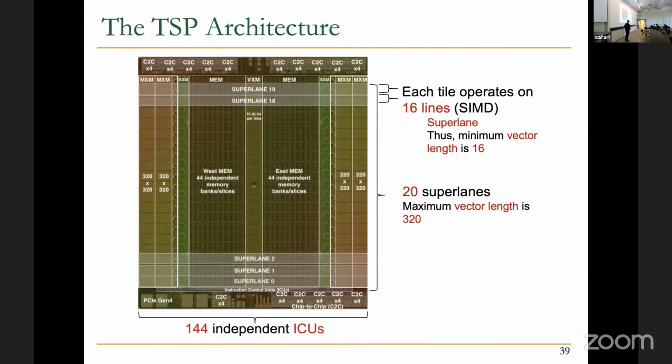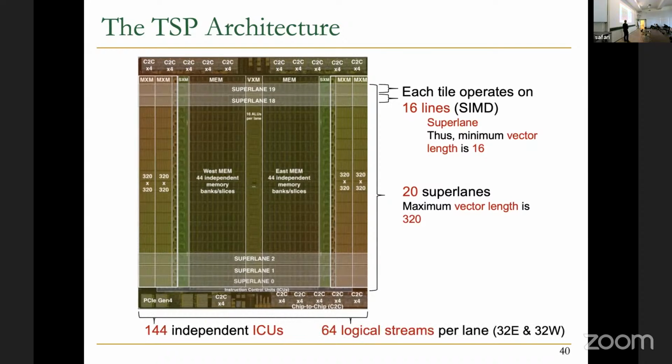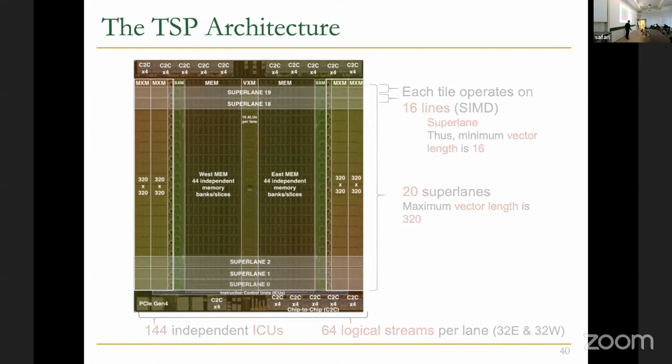We have 144 independent ICUs down there that can give out instructions, and we have 64 logical streams per lane. So we have 32 that go to the east and 32 that go westward.